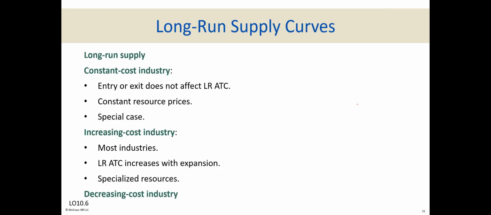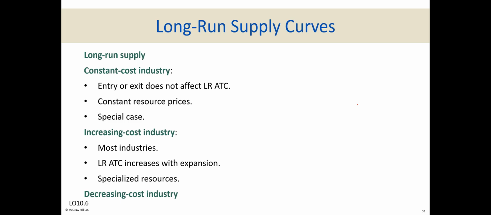And let's talk about long-run supply curves. We have three types of long-run supply curves. The first one is constant cost industry. The supply curve is flat because costs do not change as firms enter or exit. Increasing cost industry, the supply curve slopes upward because costs increase as more firms enter. For example, as more people start farming, land prices rise, so the cost rises.